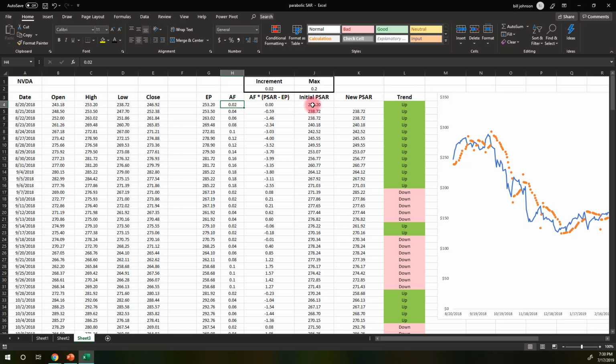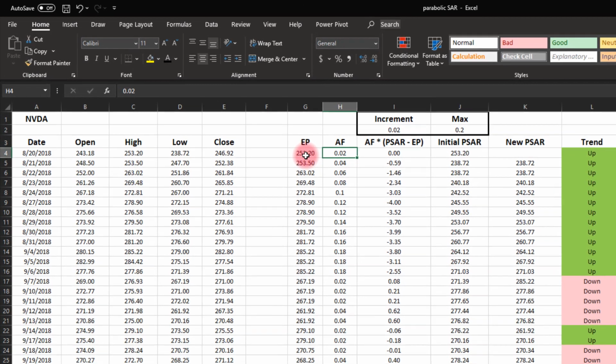Then we need an initial PSAR value. Then we're going to run through some checks and balances and say, well, let's make sure it didn't break these certain points. And if it did, we're going to generate a new PSAR value. And from that, we can then determine the trend. So for right now, I'm just going to give it an initial PSAR value of the high, 253.20. I'm going to also use that as my extreme point.